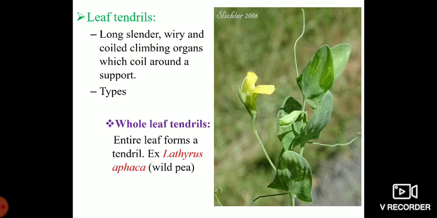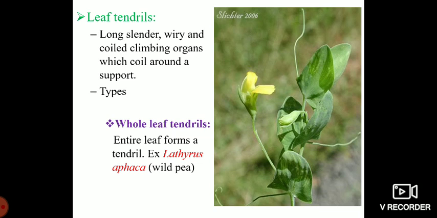Then the second type of leaf modification is tendrils, leaf tendrils. Tendrils are long, slender, wiry, and coiled climbing organs which coil around a support and help the plant in climbing. Depending upon the origin of these tendrils, there are different classes of tendrils. The first one is whole leaf tendrils. In this type, the entire leaf forms a tendril.